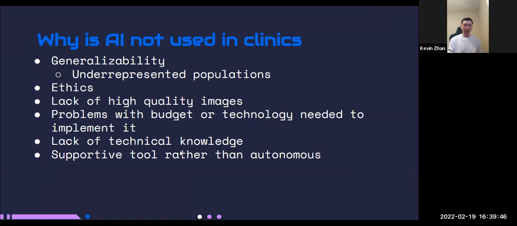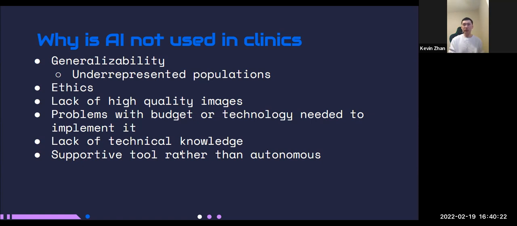Generalizability is a big issue for models trained on some samples. It doesn't fare well for underrepresented populations. There's ethical problems with, if you're a patient, would you rather be diagnosed by a doctor or a machine, right? There's also lack of high quality images. Like I said before, there's a problem with budget or technology needed, or the digital infrastructure to basically implement or support it. There's a lack of technical knowledge sometimes.